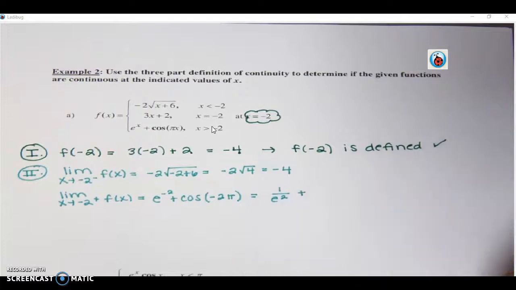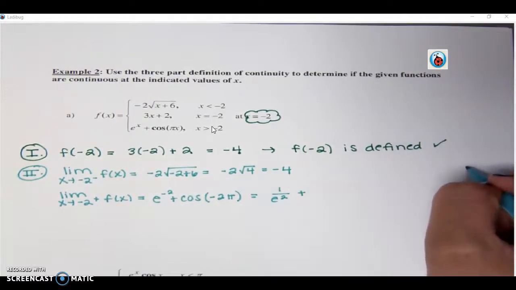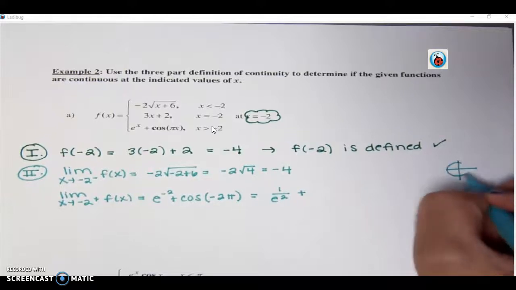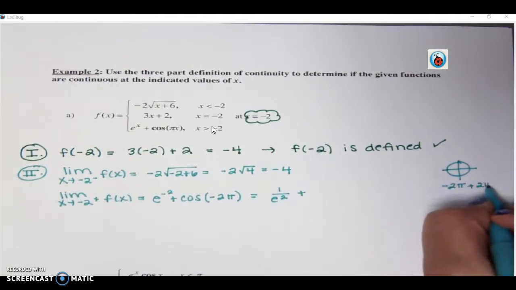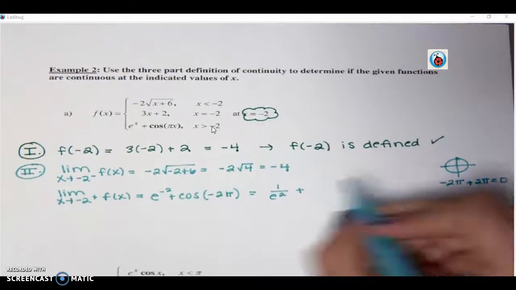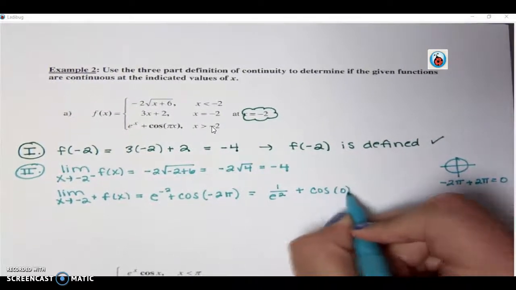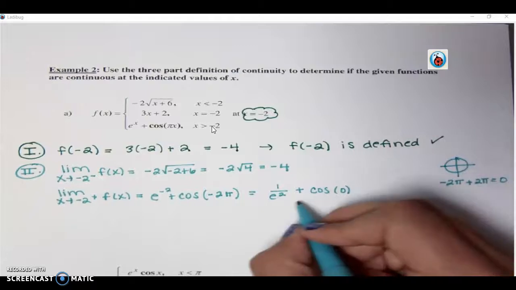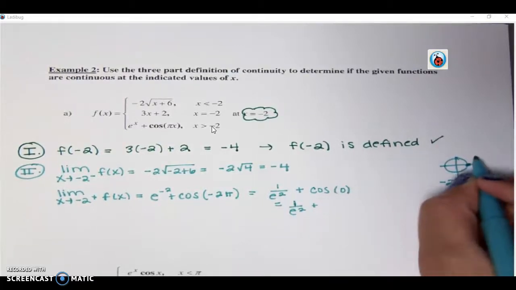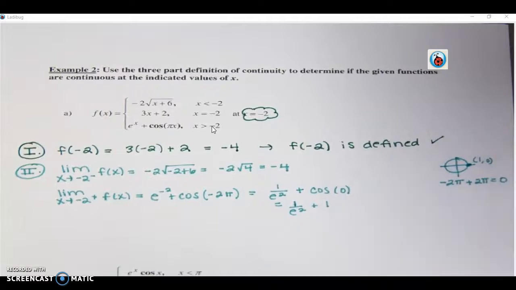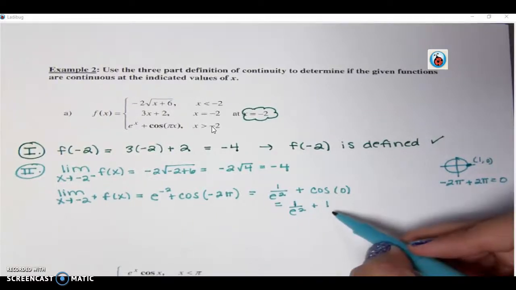And then cosine of -2 pi. So if you remember from your unit circle, let me just draw a little unit circle over here. We have what's called coterminal angles. So if you were to do -2 pi and you wanted to make it on the unit circle, you would add an entire unit circle to it. So when you add that, you would get 0. So this is the same thing as saying cosine of 0. Well, we know that cosine of 0 is just 1. Okay, because that's the ordered pair, 1, 0. So this gives you 1 over e squared plus 1.